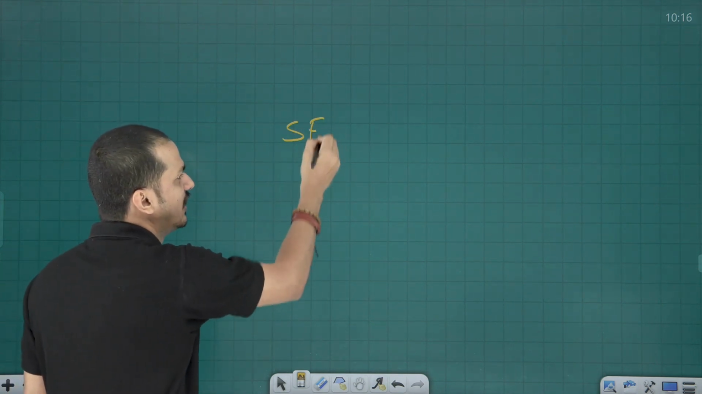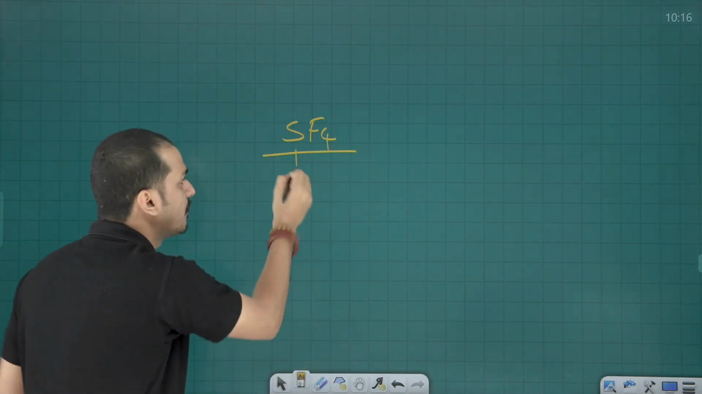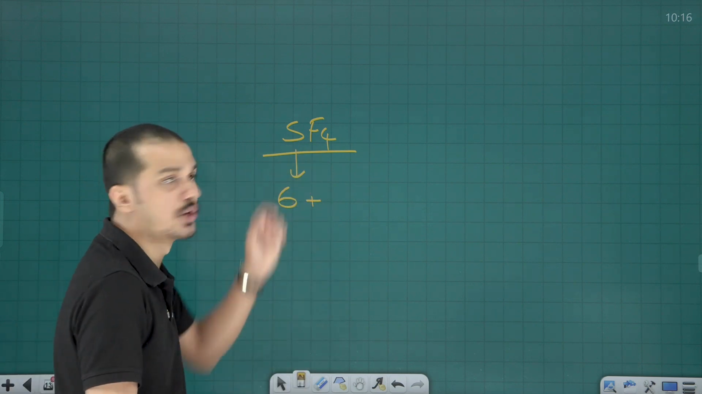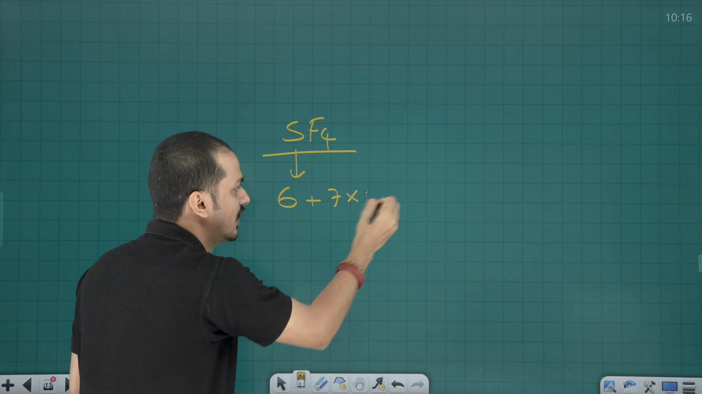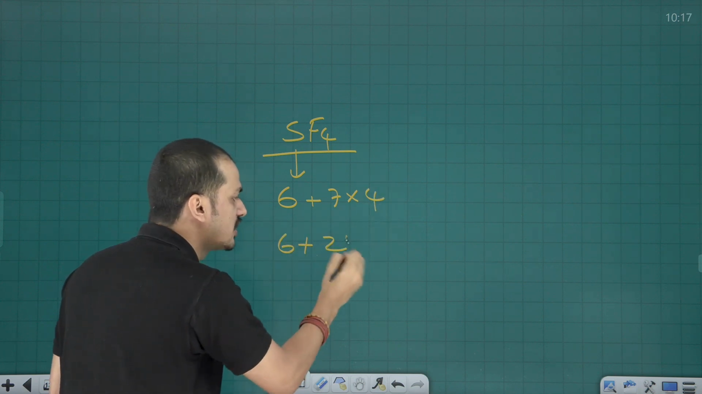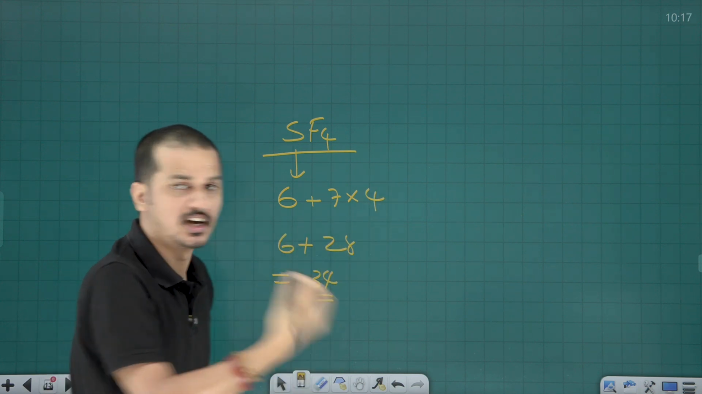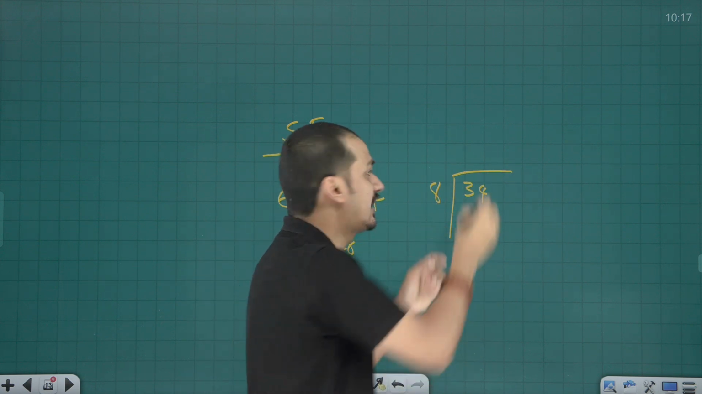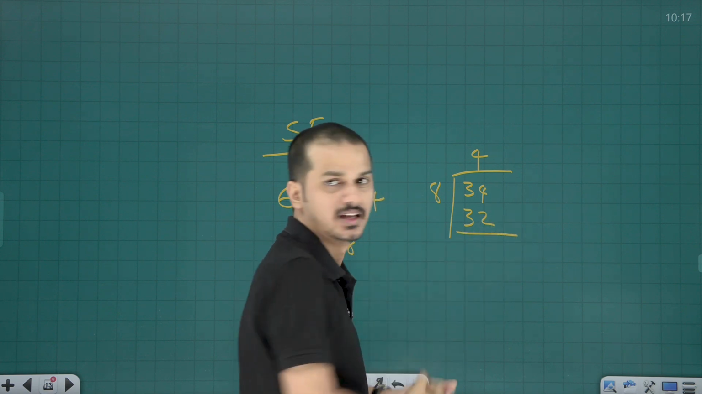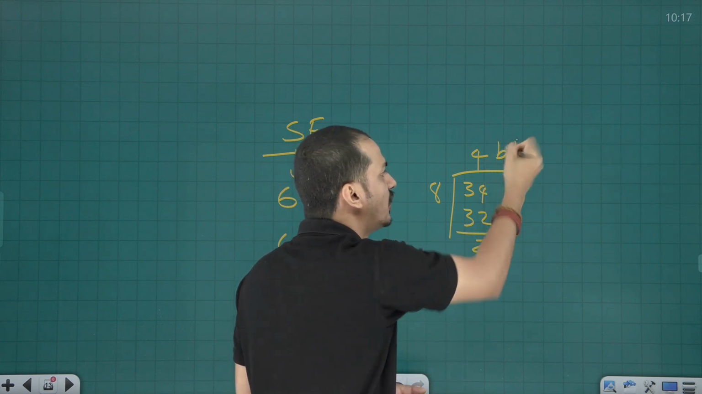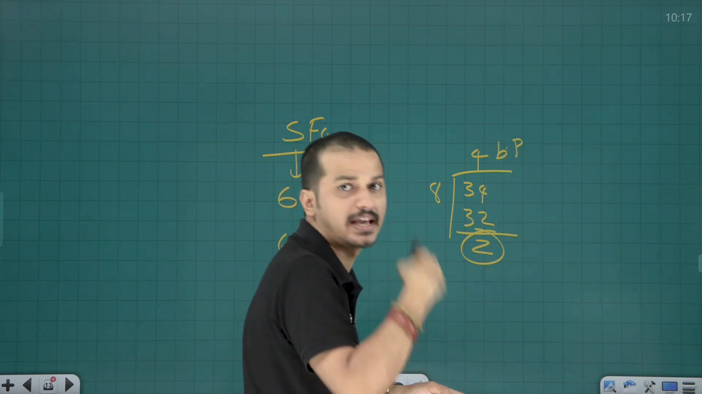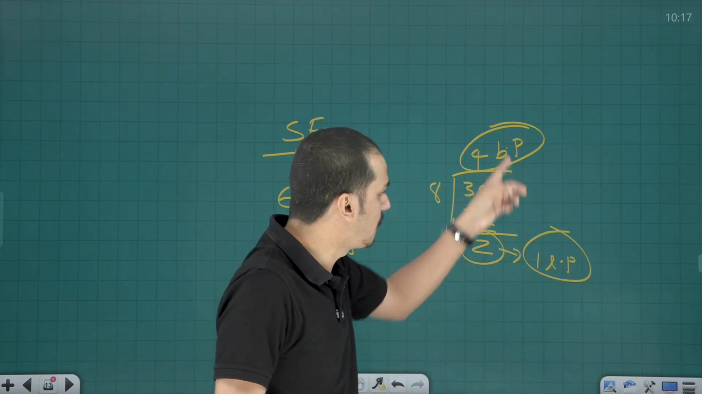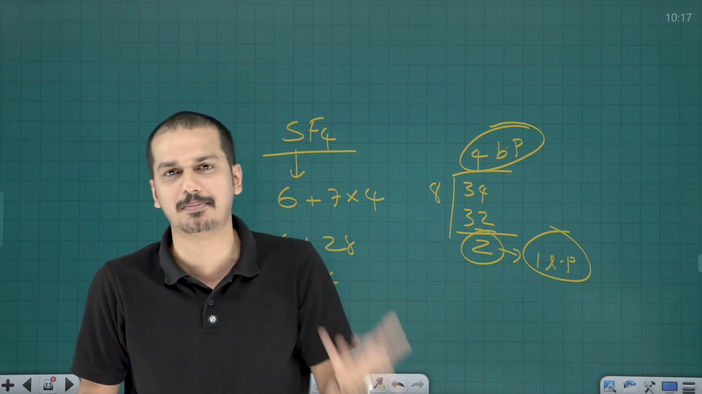Let me show you SF4. Sulfur belongs to the 16th group, so valence electron is 6. Fluorine means 7 into 4. So 6 plus 7 into 4 is 28, so total 34. 34 divided by 8 means what can I do? 4 8s are 32. Remainder is 2. The answer is bond pair, and the remainder we have to make as pair. That is 1 lone pair, 4 bond pairs. 4 bond pairs, 1 lone pair means seesaw shape. Clear?